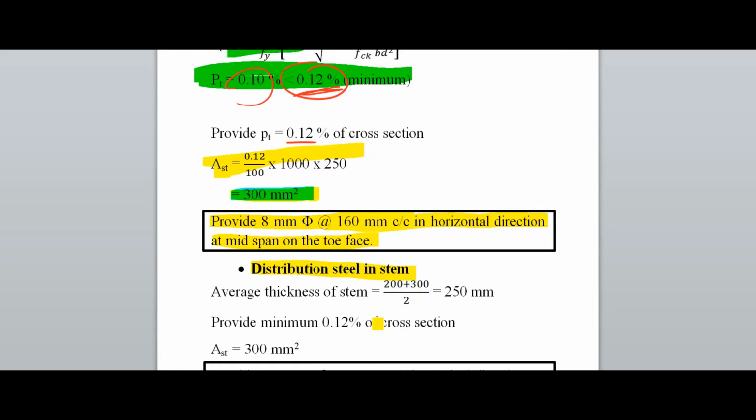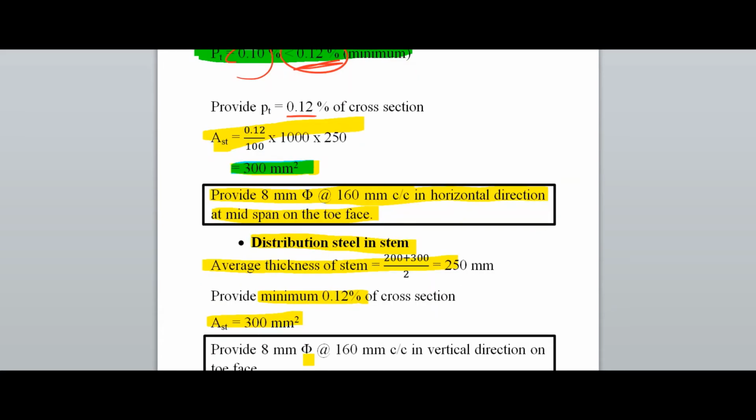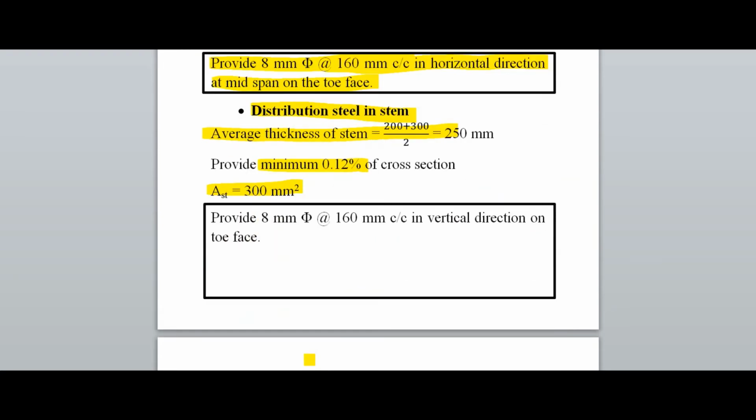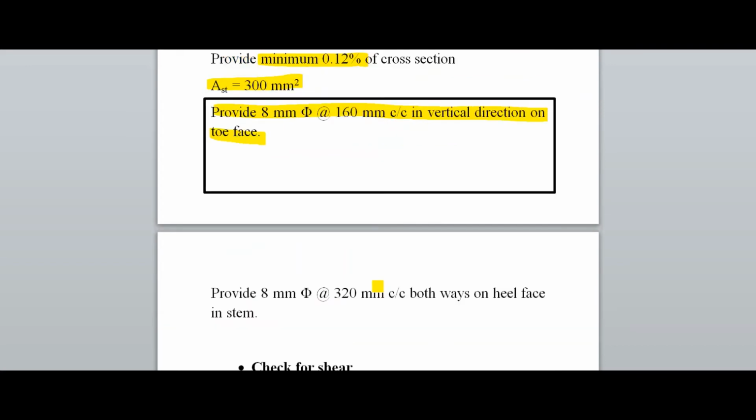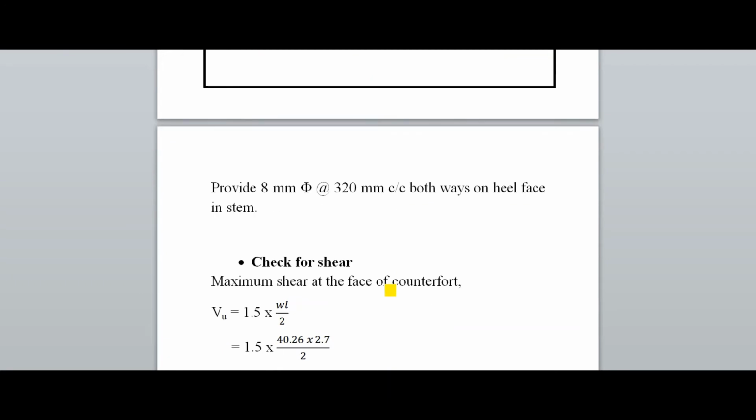We require average thickness and provide minimum 0.12. So AST is 300 mm square. It's fine. So provide 8 mm dia at 160 mm center to center in the vertical direction on the toe face. So the distribution steel is completed. I hope the stem design is completed. And provide 8 mm dia at 320 mm center to center both ways in the heel face.